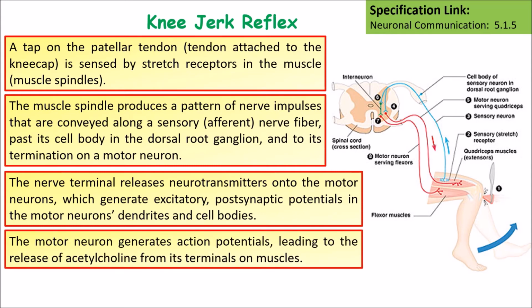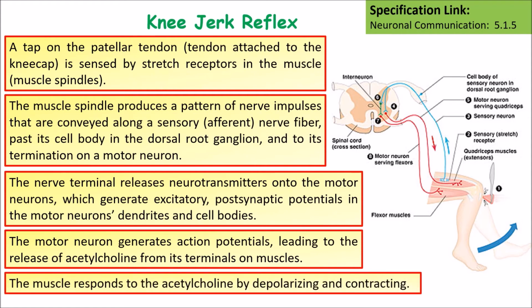So the motor neuron generates an action potential leading to the release of acetylcholine from its terminals on the muscle, which causes the muscle to respond to the acetylcholine by depolarizing, which causes it to eventually contract.